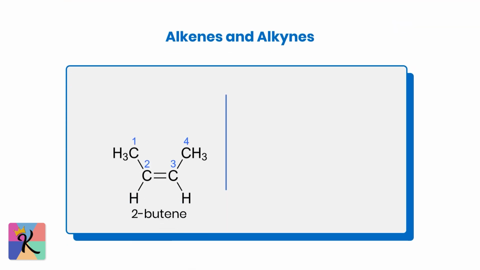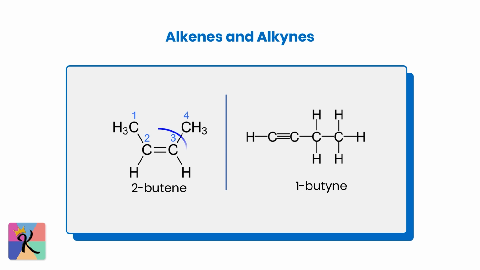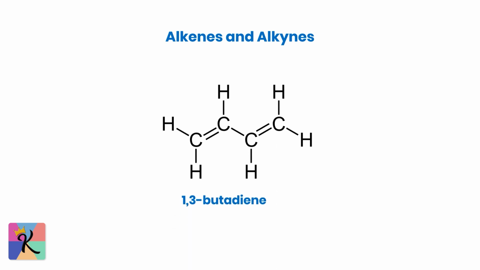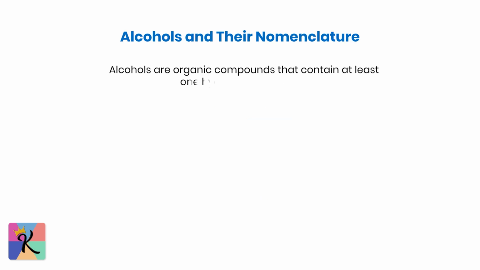For instance, 2-butene is an alkene with a double bond starting at the second carbon, while 1-butyne is an alkyne with a triple bond starting at the first carbon. If there are multiple bonds, each bond's position must be specified, like in 1,3-butadiene, which has 2 double bonds at carbons 1 and 3. Moving on to alcohols.